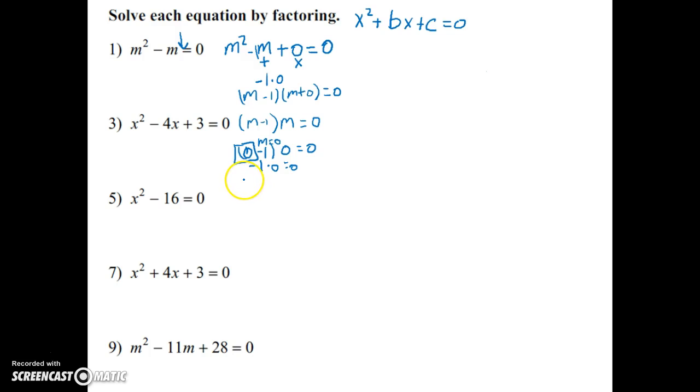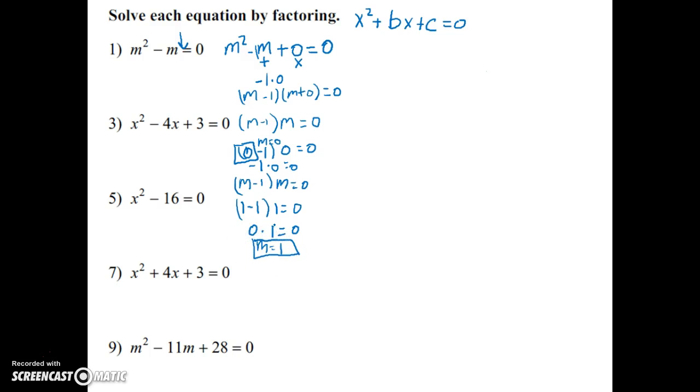Now if I try it again, m minus 1 times m equals 0. I need to know what makes this factor 0, this factor on the left. Well, what number minus 1 gives me 0? 1 does. 1 minus 1 will end up giving me 0, and then I can place a 1 here for that m. 1 minus 1 is 0. 0 times 1 equals 0. So I know that m equals 1 is also a solution.